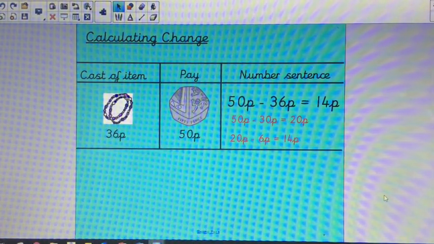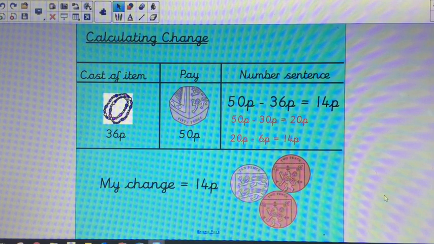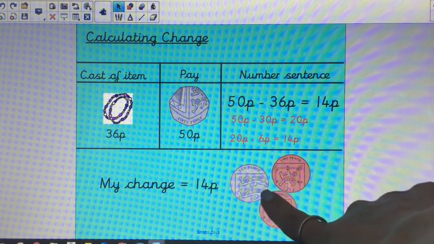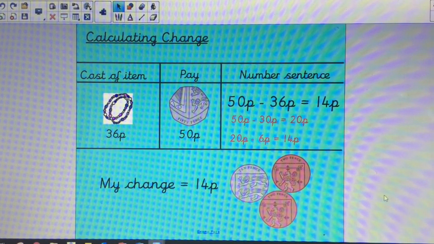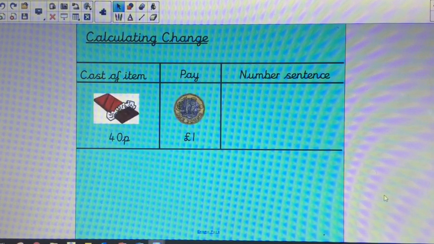So the change that I'm going to get is 14p, and I could get this with a 10p coin, a 2p coin, and another 2p coin. Well done. Okay, this time I'm buying a chocolate bar for the cost of 40p, and I'm paying with a £1 coin. So I pay £1, but my item only costs 40p. What is my number sentence?